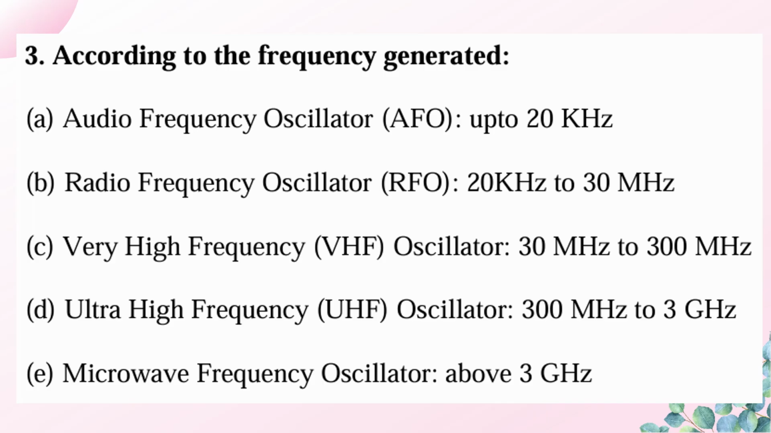They are audio frequency oscillators that produce waveforms up to 20 kHz, and radio frequency oscillators that produce waveforms in the range of 20 kHz to 30 MHz. Very high frequency oscillators produce waveforms in the frequency range between 30 MHz and 300 MHz. Ultra high frequency oscillators produce waveforms from 300 MHz to 3 GHz. And finally, the microwave frequency oscillators produce waveforms above 3 GHz.